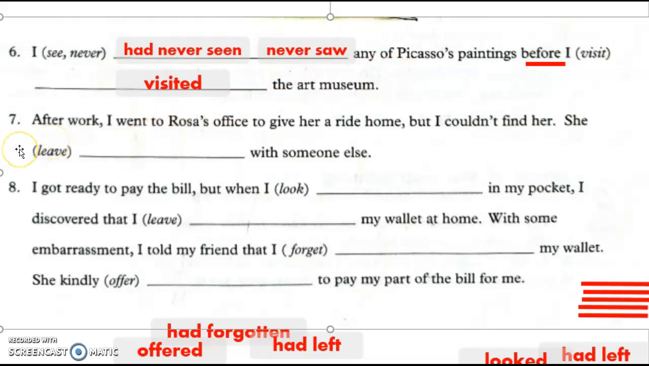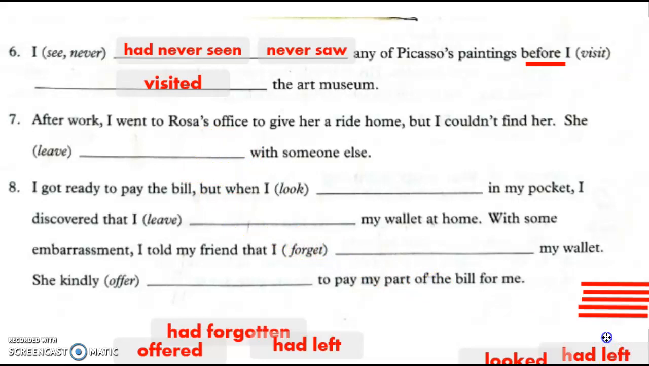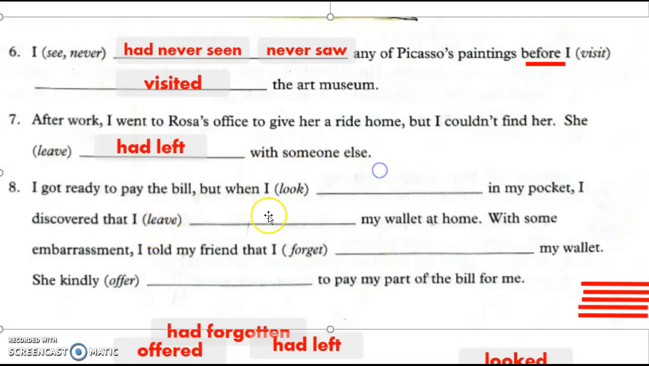Number 7: after work, I went to Rosa's office to give her a ride home, but I couldn't find her. She, verb leave, with someone else. So I went to the office, but when I got there, I found that Rosa had already left. So this is the oldest verb, past perfect, had left.